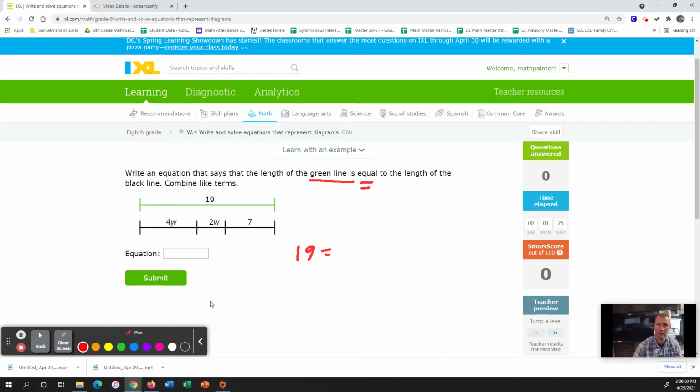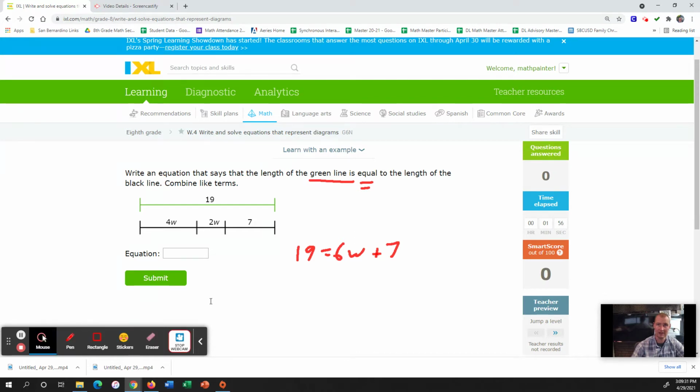So here we got 4W and 2Ws. From previous IXLs, we know that W's can be put together. So we can say that 4W and 2W is going to be equal to 6W. So I'm going to put 6W. And because 7 is part of this line as well, 6W plus 7 is going to complete our equation. So we have 19 equals 6W plus 7.